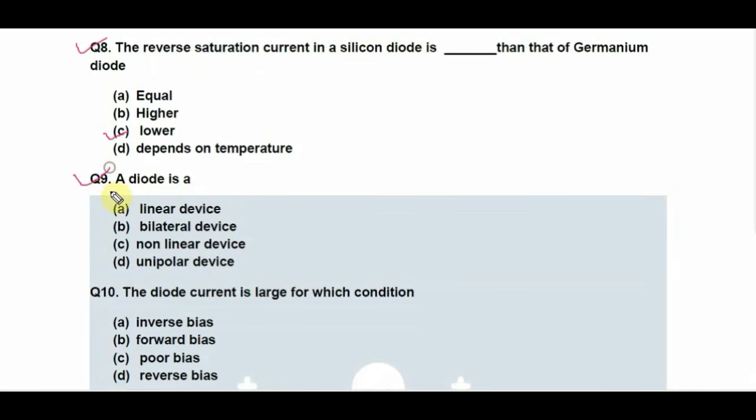Next question, a diode is a unipolar device, means it conducts only in one direction. Next question, the diode current is large for which condition? When there is forward bias, the diode current will be large. When reverse bias, the diode current will be very low.